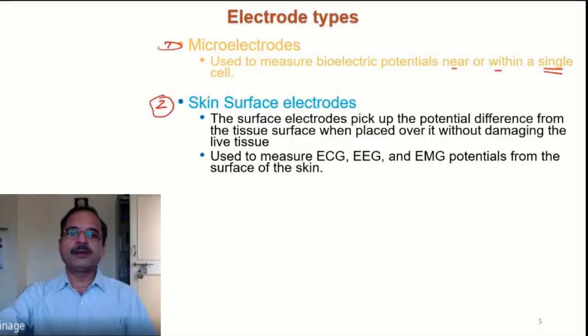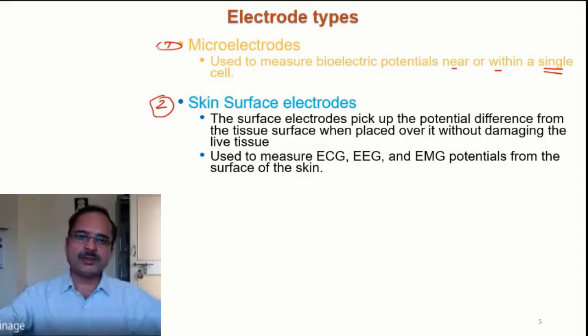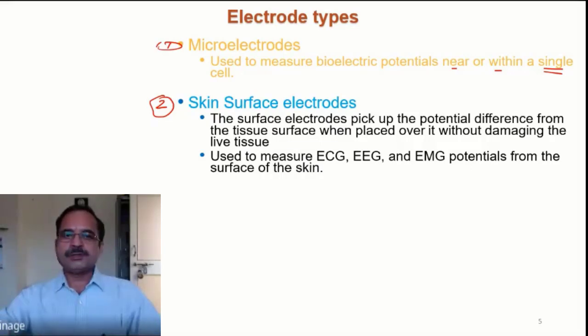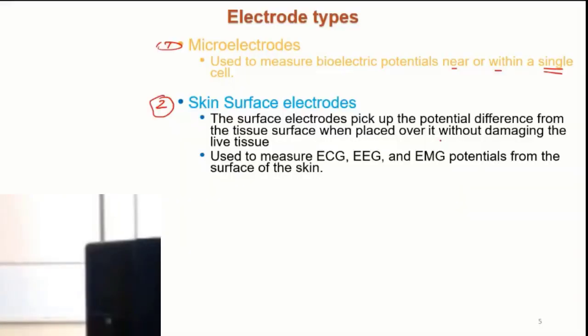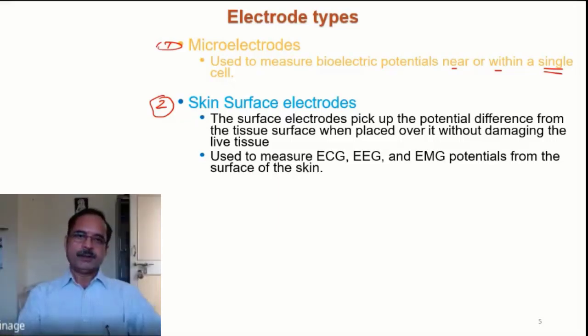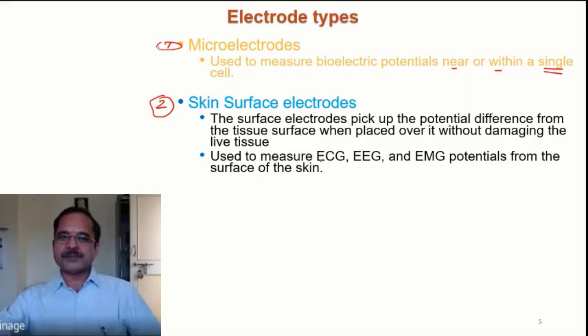Then the second type of electrode is skin electrodes, skin surface electrodes. This type of electrodes is mounted on the skin surface. The surface electrodes pick up the potential difference from the tissue surface when placed over it without damaging the live tissue. So while placing these electrodes, we have to take care that the tissues are not damaged. This type of electrodes is used in practice for measurement of ECG, EEG, EMG potentials from the surface of the skin.